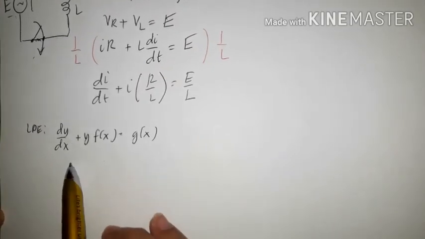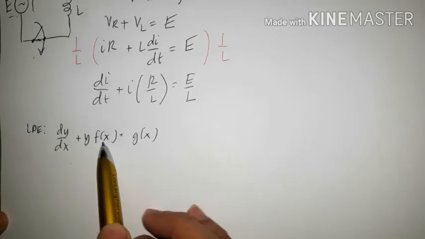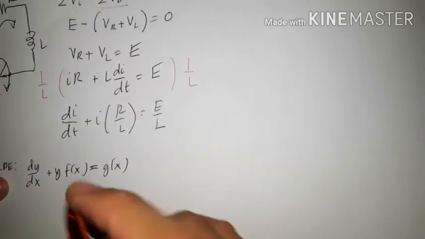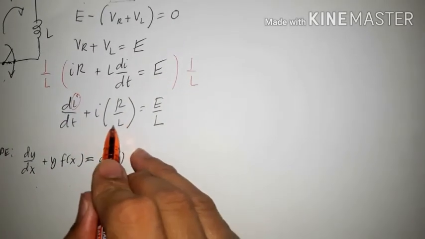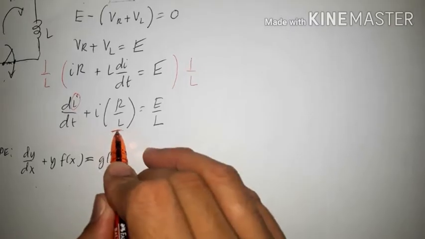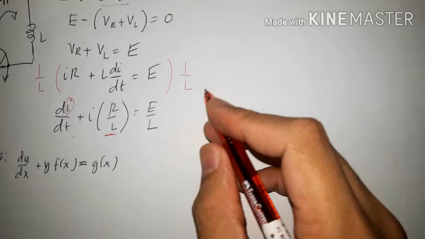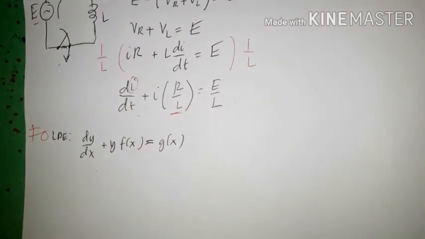So this is dy/dx, y is the dependent variable, multiplied by a function of x, is equal to g of x. So as you can see, this dependent variable I has a multiplier R over L, which is a function of t, and E over L as a function of t. Therefore, this is a first order linear differential equation.